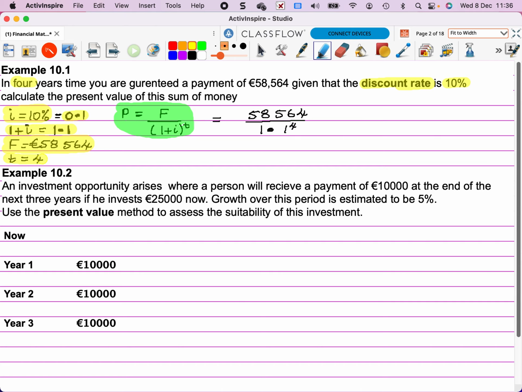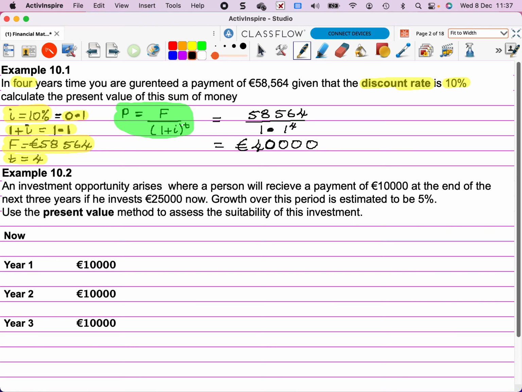I've put all that into the formula, and when I tap it into the calculator, I discover that the present value of this sum of money is 40,000. So present value is basically a base level. It's a way of comparing what your money will be worth now in real terms. Now we're going to see example 10.2, a slightly more complicated example.